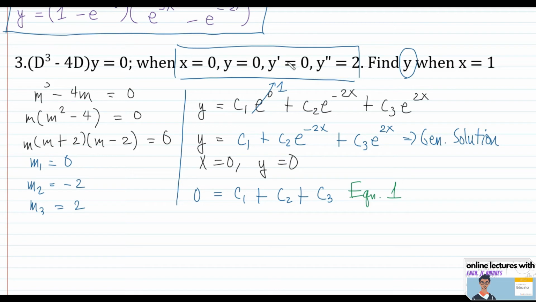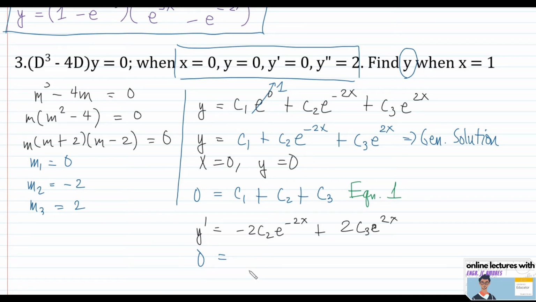Okay? Now, next we have y prime is equal to 0. So in order to properly substitute for that, we have to get the first derivative of our general solution. So y prime is equal to, c1, derivative of a constant is 0, and this one will become negative 2 c2 e raised to negative 2x plus 2 c3 e raised to 2x. Okay? And when y prime is 0, x is still equal to 0. Remember that. That's similar to problem number 1, I think.